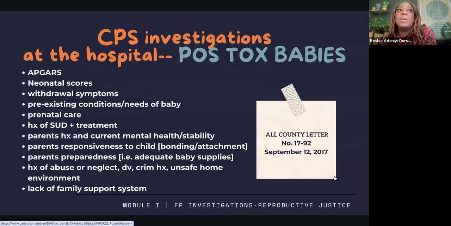So what the letter says is you're going to want to look at the APGAR scores, the neonatal scores of the child. Does the child have withdrawal symptoms, right? All of these would be contained in their birth records and their medical records. Does a child have pre-existing conditions, right? What are the needs of the baby? They're going to be looking to see, did you receive prenatal care, right? Is there a history of substance use disorder and treatment, right? And so you'll have a list of all of these.